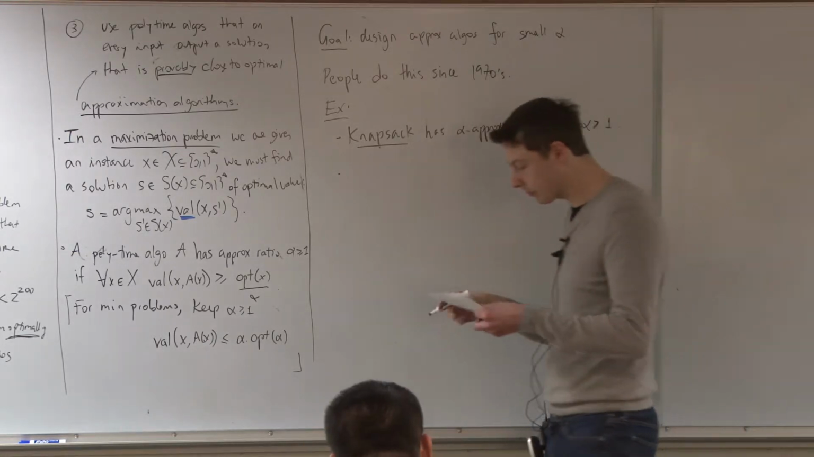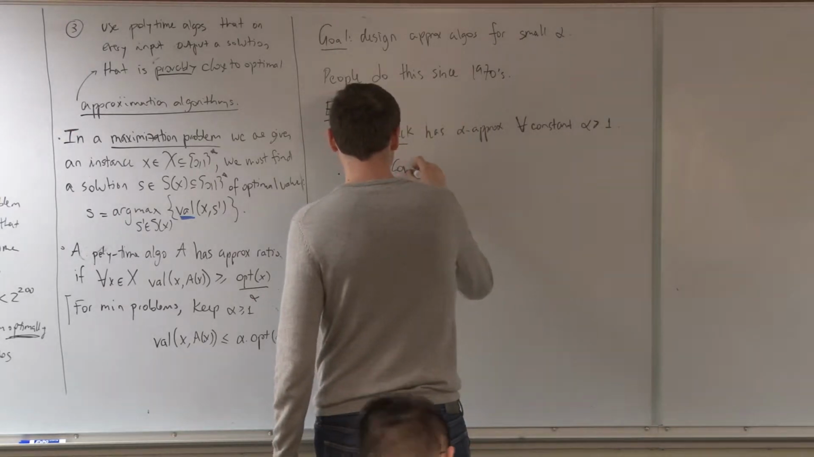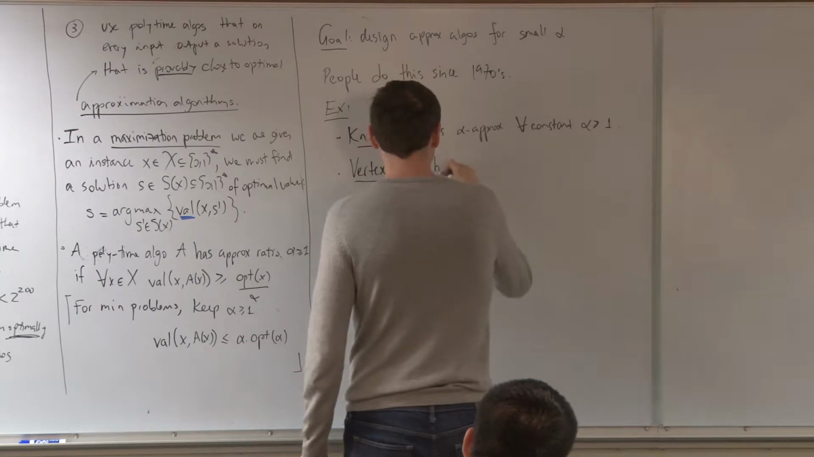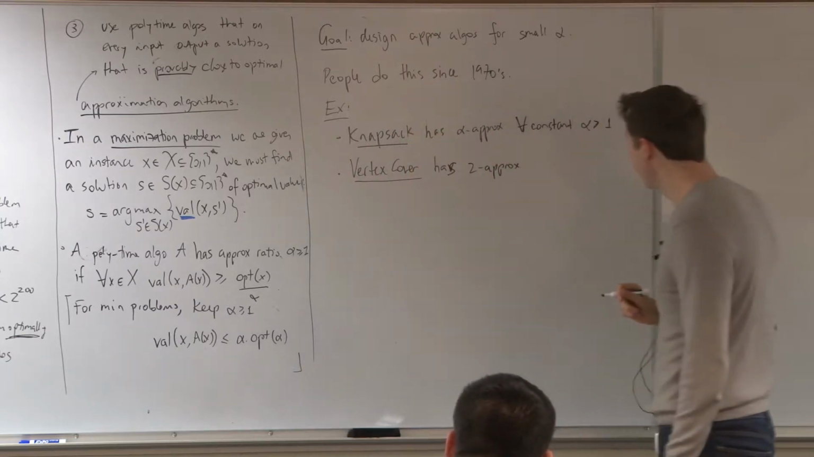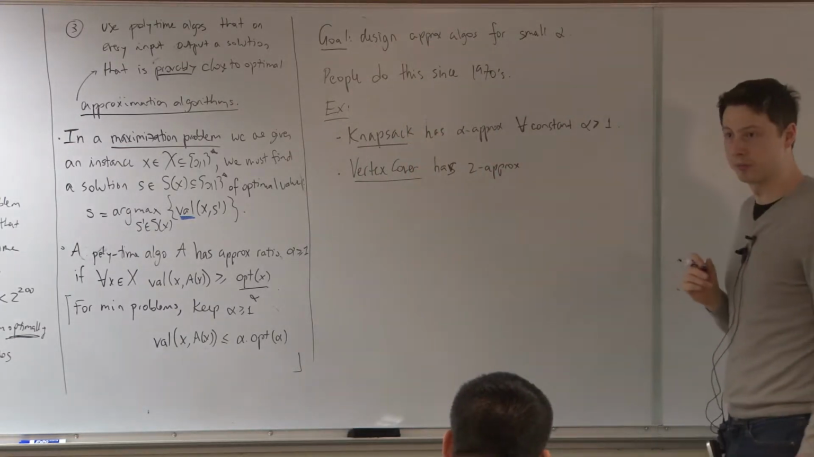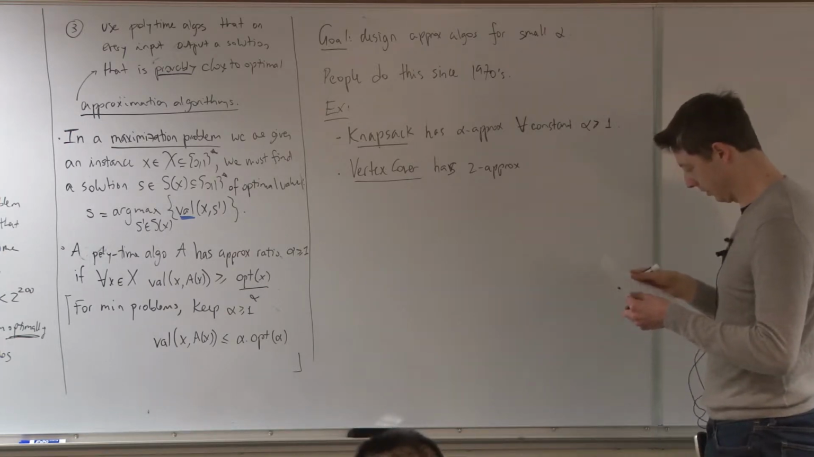In fact, for example, for vertex cover, we have a 2 approximation, but nothing better is known. Or maybe something slightly better is known. Actually, no, nothing better is known.